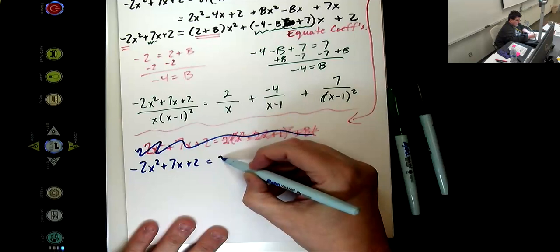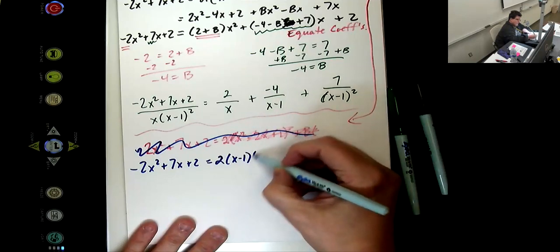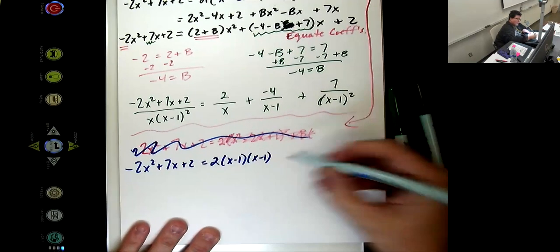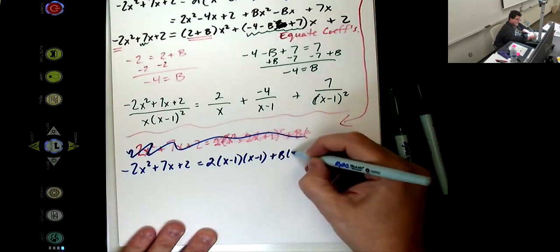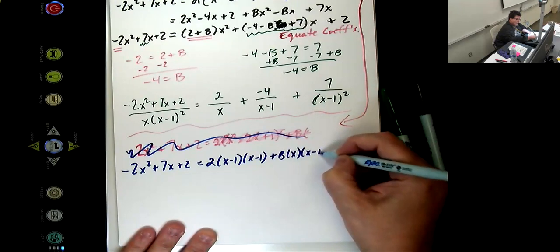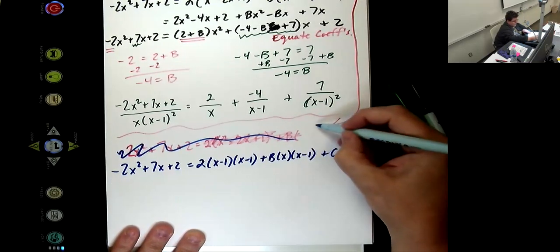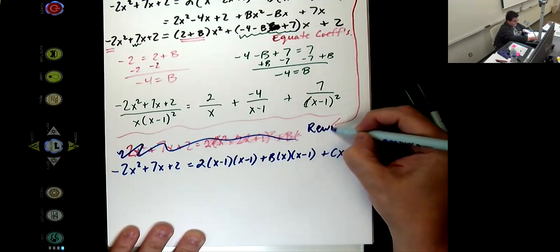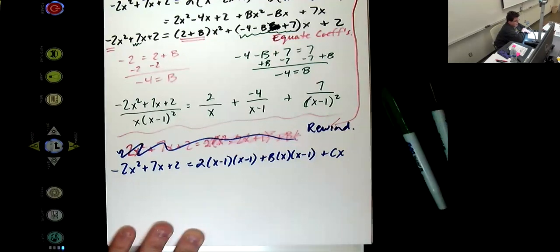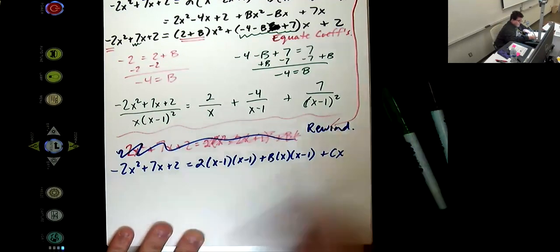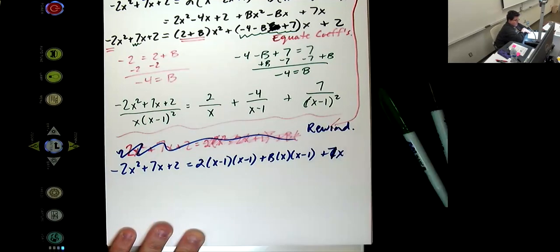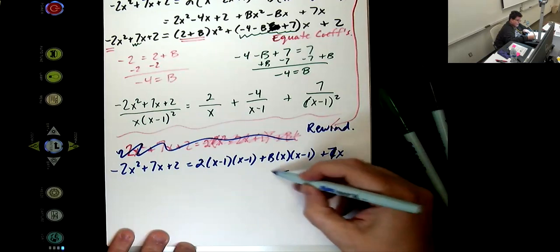All the way back to the x minus 1 times x minus 1 plus b times x minus 1 plus cx. All the way back there. So rewind. C was 7. And plug in the C. Only need B.